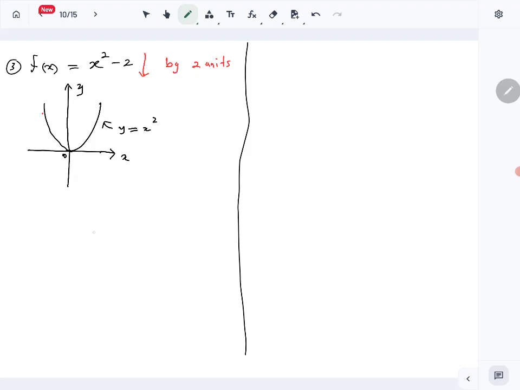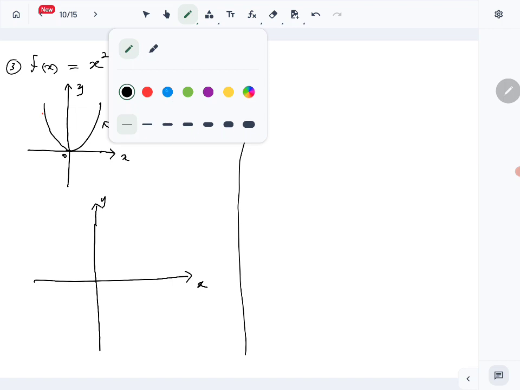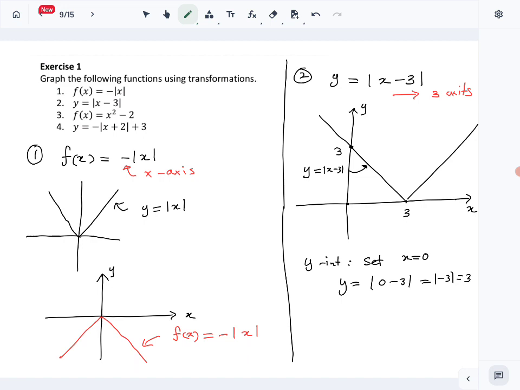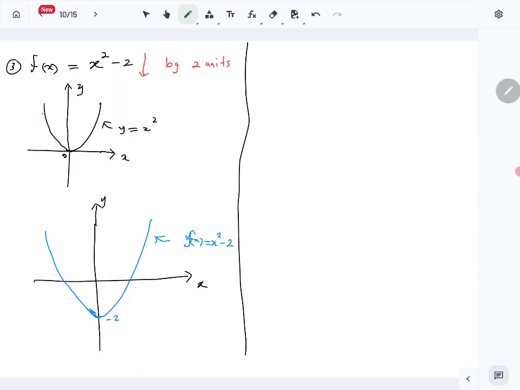So then keep the same shape. What happens? 0 goes to minus 2. The vertex goes down by 2 units. Minus 2, then the same shape. Parabola shape. Right. So that is the curve of what? f(x) equals x squared minus 2. So that was a vertical shift downwards, right? Then the last one. Okay. Last one is a special case. Let's look at that one.